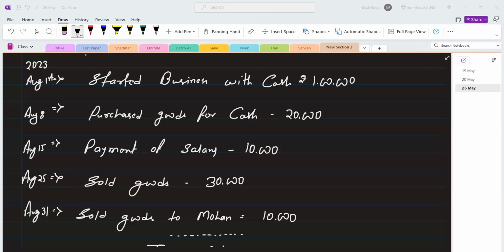Okay, yes, your answer is correct. Cash account debit to capital account. Yes, it is correct. But can you tell me why we have written capital account on the credit side? Can you tell me why we write capital account on the credit side?